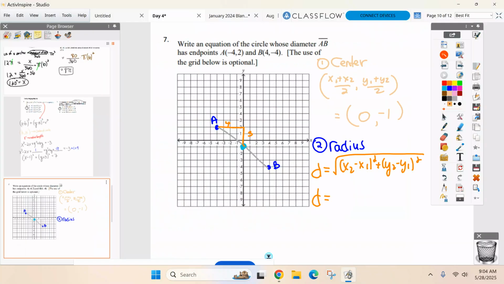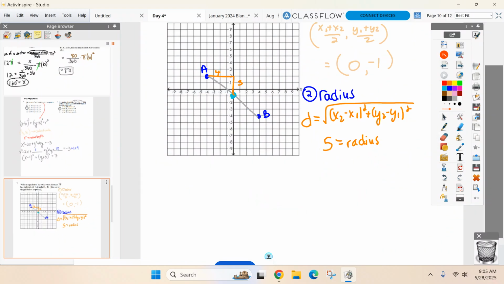What do you got, Jonathan? For the diameter, 10. Yeah, radius is 5. Yeah, I'm just putting distance here. Okay, 5 is the radius. All right, now let's use it in the formula. Don't write this down. I just want to remind everyone what the formula is.